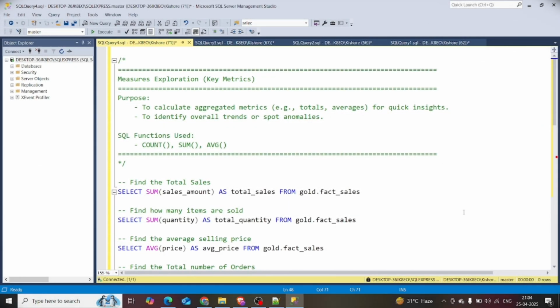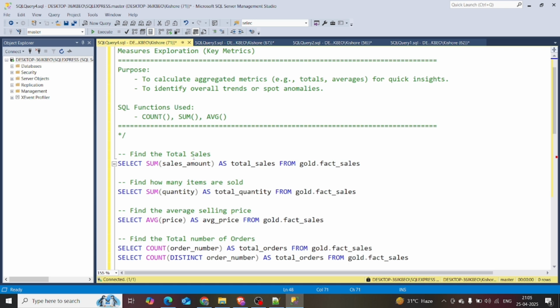So in the previous section we explored the date range sections, and in this section we are exploring the measures. The purpose of the measures is to calculate aggregated measures, such as totals and averages, for quick insights, to identify the overall trends or for smart analysis. The basic SQL functions used here are count, sum, and average.